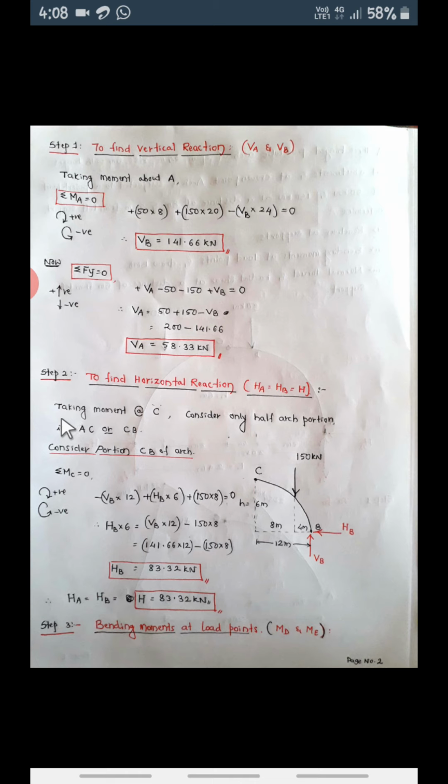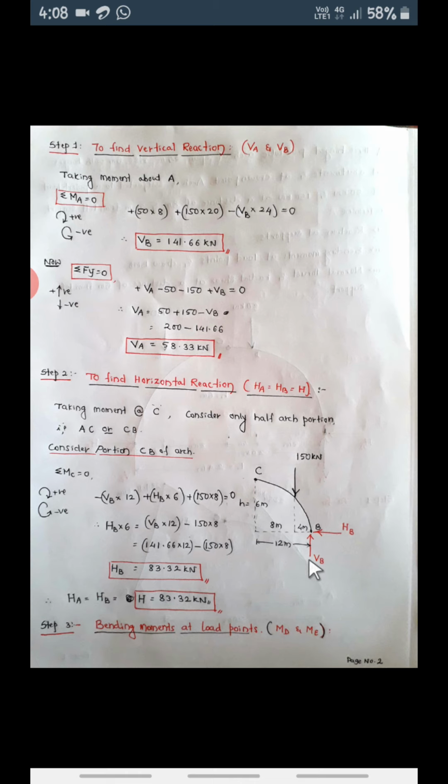Now, as usual, we are going to take moment at C equal to 0, because C is a hinged support, so the moment at C is equal to 0. So let us take the moment of all the forces about C. Same sign convention: clockwise is positive, anti-clockwise moment is negative.